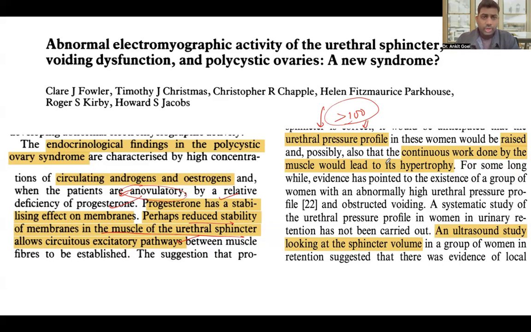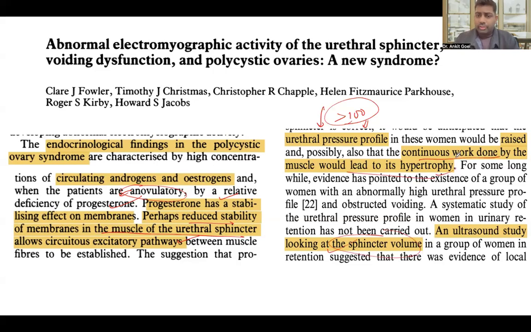The third thing, which is described in the literature, is getting an ultrasound to see the diameter or thickness of the sphincter. If the ultrasound is done looking at the sphincter volume, the sphincter will undergo hypertrophy. Why? Because the continuous electrical activity within the sphincter continuously does some work. Okay, and this leads to its hypertrophy.